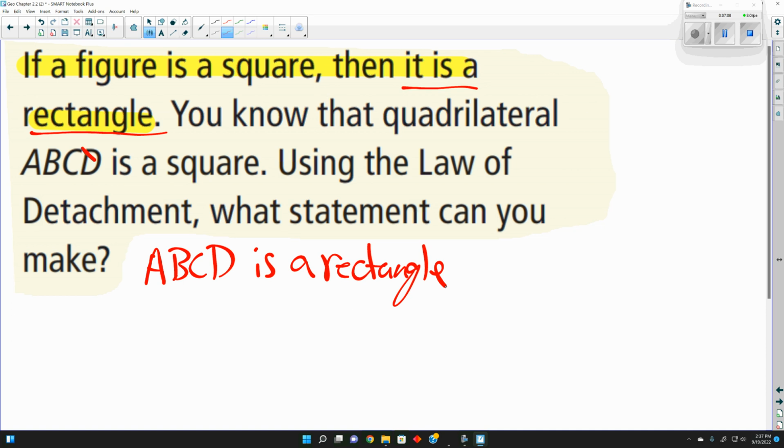Questions on this here? Because by definition, a rectangle has four right angles. And that's it. By definition, a rectangle is a four-sided shape with four right angles. A square, by definition, is a four-sided figure with four right angles and four congruent sides. So a rectangle just has four right angles.